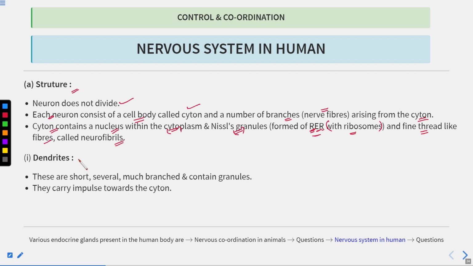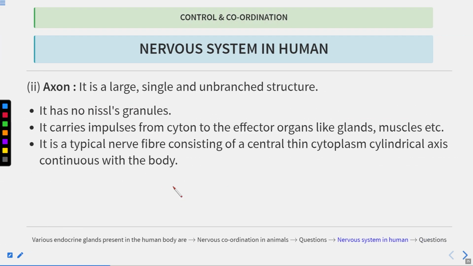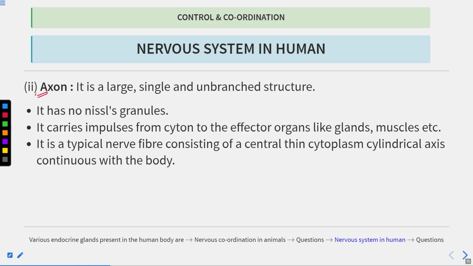Clear? Now let's talk about the dendrites first. What are dendrites? These are short, several, and much branched, and contain granules. It was a branched structure we have seen when we were talking about the structure of the neuron. They carry impulses towards the cell body. Clear? Now another part is the axon. What is the axon? It is a large, single, and unbranched structure. It has no Nissl's granules and it carries impulses from the cyton to the effector organ.